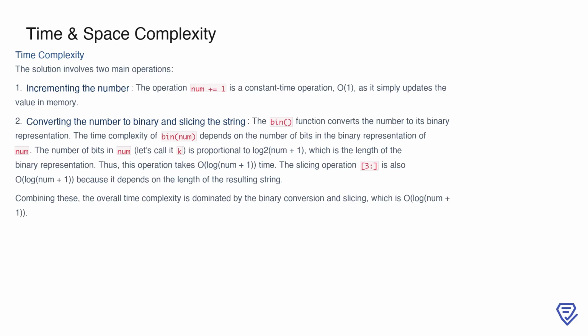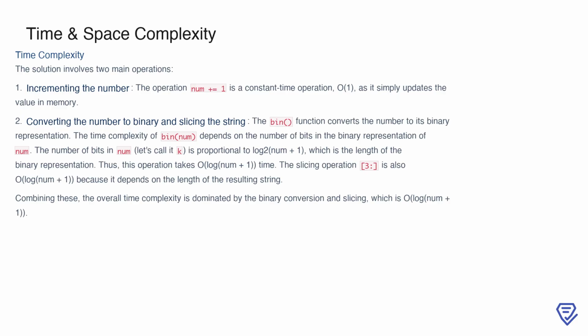When analyzing the time complexity of this solution, we focus on the two main operations involved. First, the increment operation number += 1 is straightforward and takes constant time, or O(1), because it simply updates the value in memory. The second operation involves converting the number to its binary representation using the bin function. The runtime of this operation depends on the number of bits in the binary form of the number, which we can denote as k. Since k is proportional to the logarithm of number plus 1, specifically log base 2 of number plus 1, this conversion takes O(log(number + 1)) time.